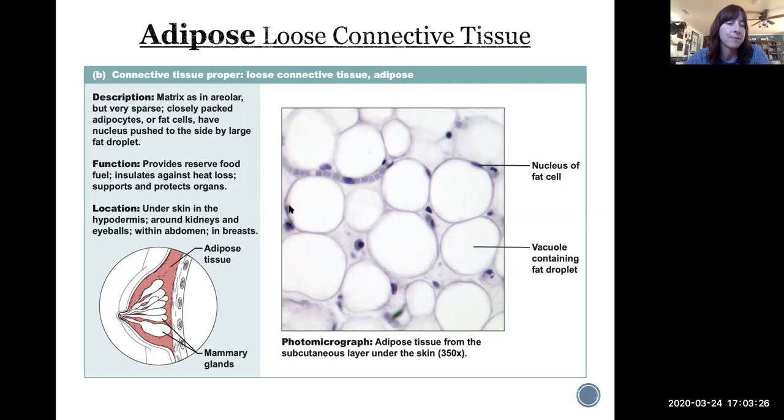You can find it under your skin in the hypodermis, right? So in the layers of your skin, beneath the connective tissue of the basal membrane, you will see a layer of adipose loose connective tissue. They're also around some of your important organs, like your kidneys and your eyeballs, in your abdomen, your belly. And in the breasts, you've got fat tissue forming most of the bulk there.